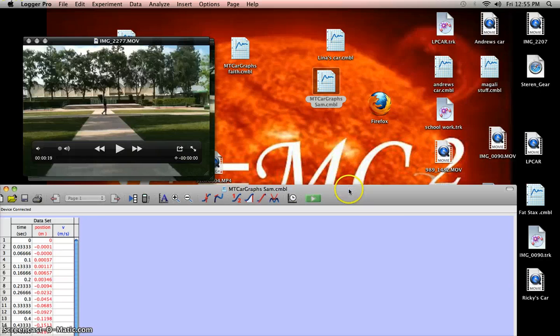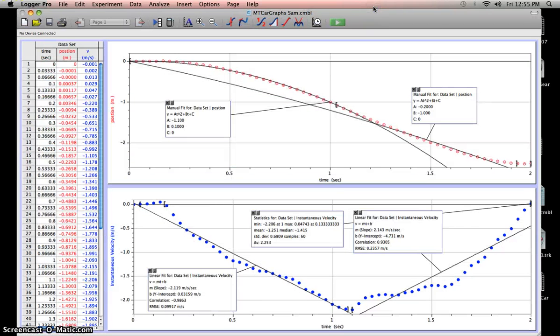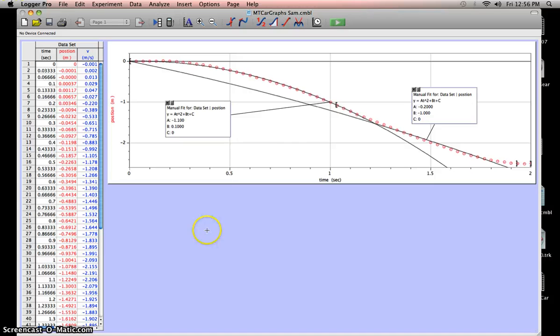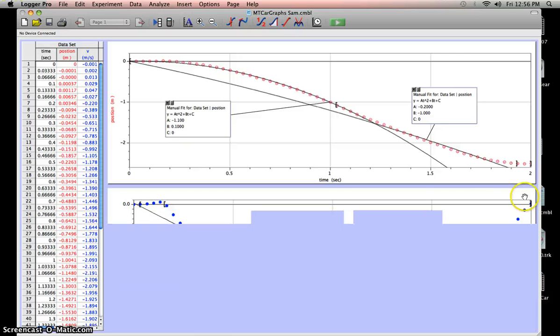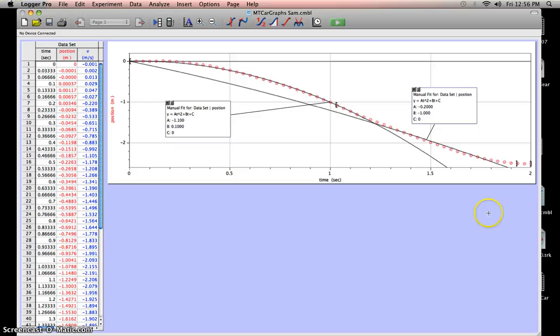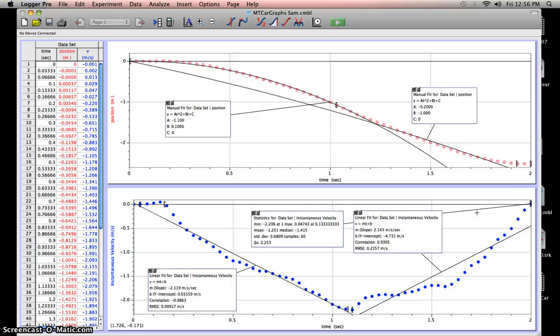Okay. Moving on. Okay, so for the last graph, this should be pretty similar to Faith's because it is my same data. So first we're gonna go with max and min velocity. The max velocity is 0.04743, and the min is negative 2.206. And then for when the car is speeding up, the slope is negative 2.119, and the slope for speeding down is 2.143.